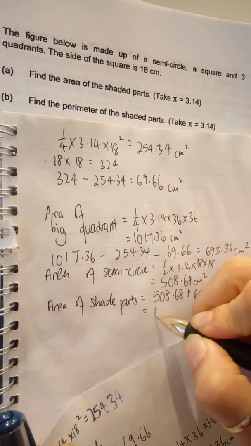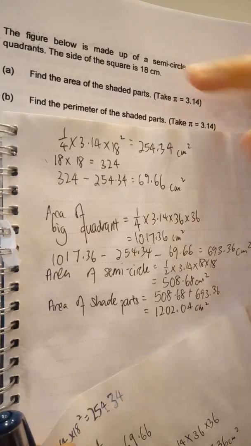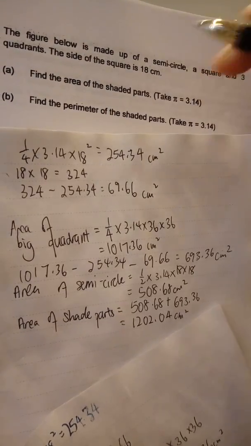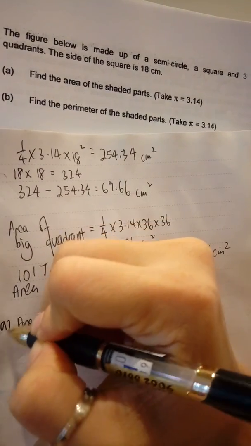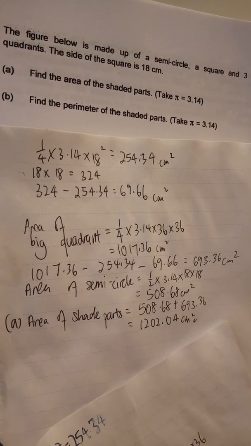Okay, they never say to round off or like 2 decimal place. Since they give me pi is 3.14, my answer can be in 2 decimal place answer. This is part A. Okay, we shall proceed to do part B.